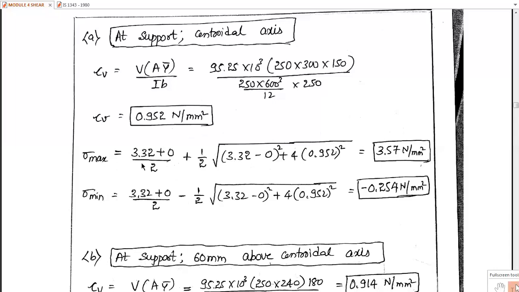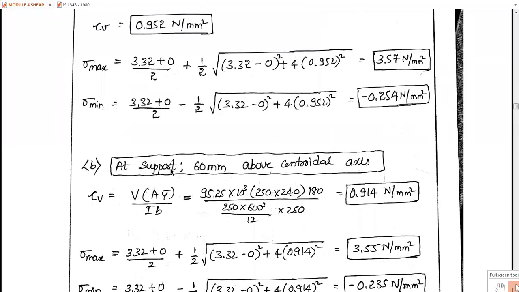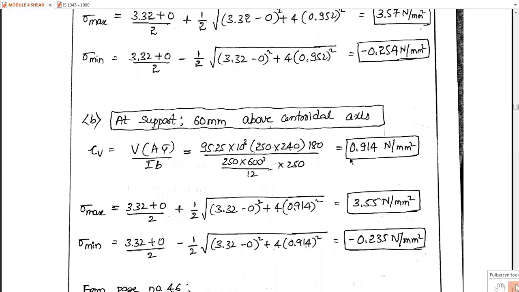Maximum principal stress is sigma x plus sigma y by 2; you know the formula. On substitution and simplification of these values, we get the maximum or major principal stress as 3.52 and the minor principal stress as minus 0.25 Newton per mm square. Now the second case is we need to calculate the principal tension 60 mm above the centroidal axis.